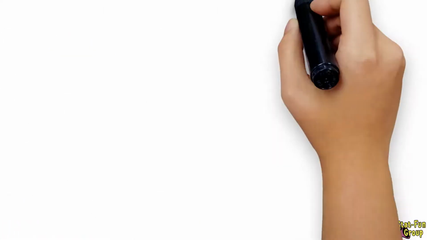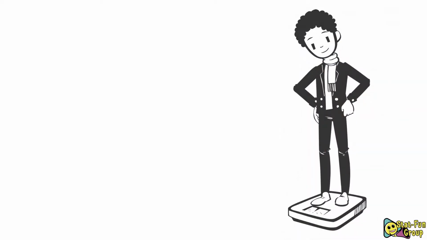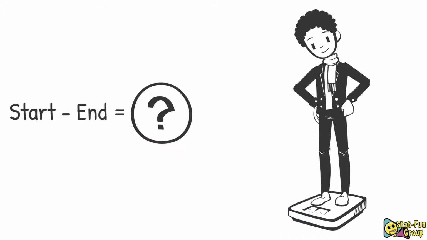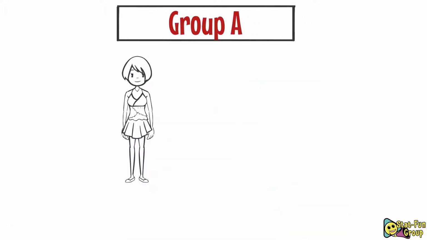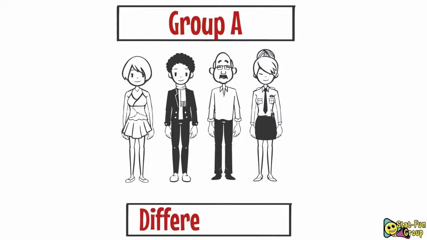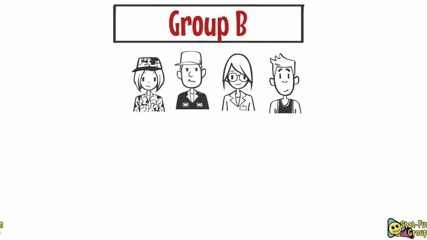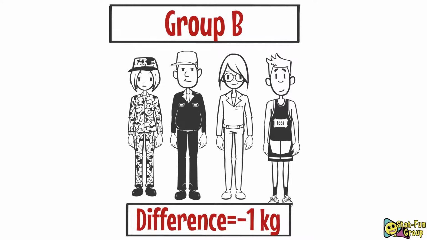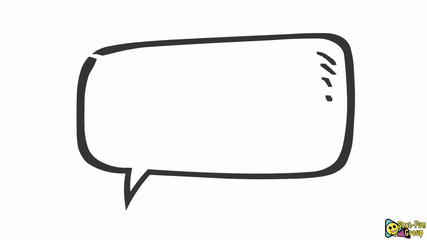The participants are weighed at the start of the study and at the end of the study, and this way you can work out the body weight difference. At the end of the study, you work out Group A's average body weight difference was 0 kilograms. In other words, they did not gain or lose any body weight. Group B's body weight difference was negative 1 kilogram, so on average they lost 1 kilogram of their body weight. So does this mean that the drug worked?